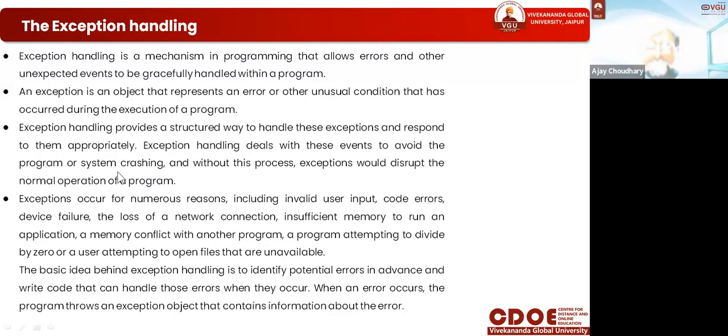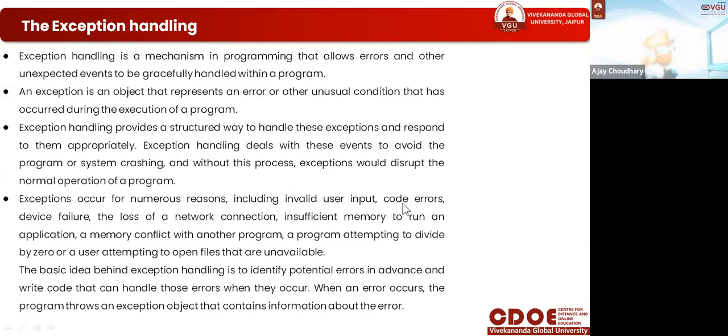So we need to know how the event occurred. If the event is disturbing our system, meaning our computer, then it is also disturbing our programming, and without this process, exceptions would disrupt the normal operation of the program. Exceptions occur for numerous reasons, including invalid user input. That means the user inputs any wrong information or wrong instruction to the system. That is also an exception.